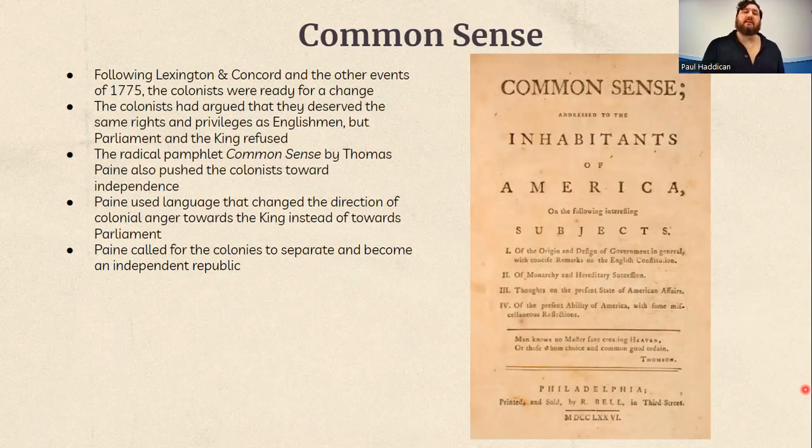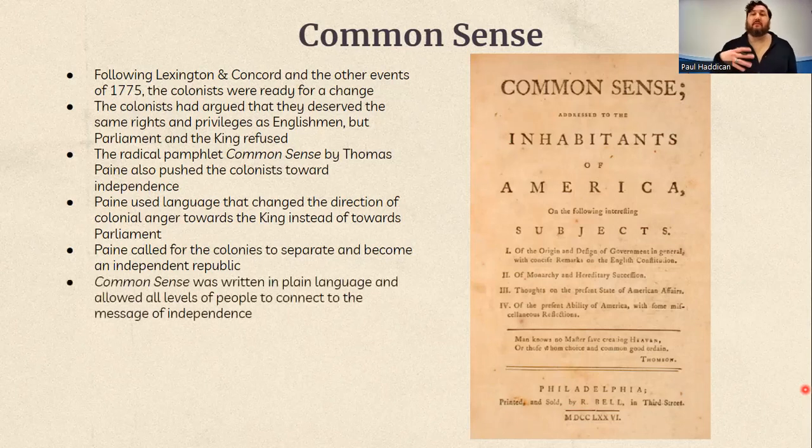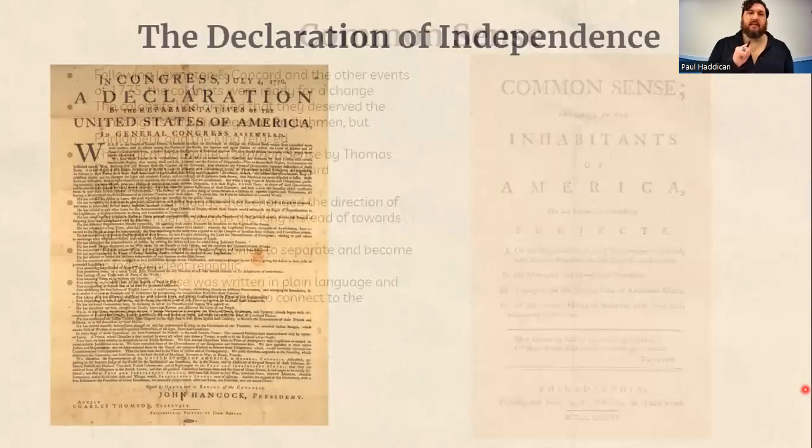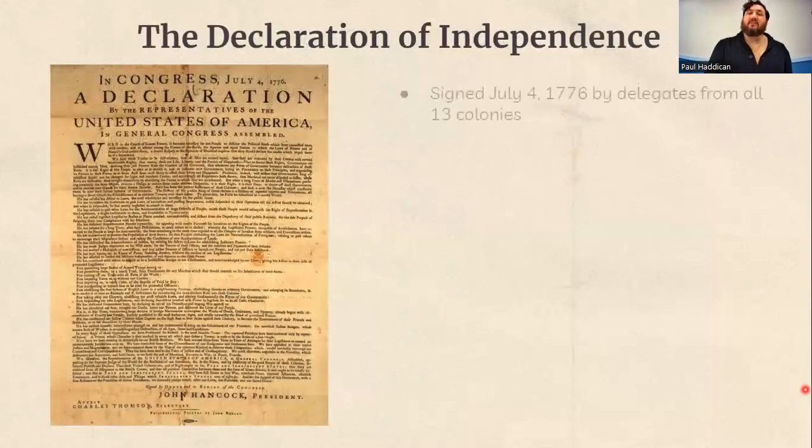He's also going to call for the colonies to separate from England and become their own independent republic. Common Sense said that part. After that, we're going to get the Declaration of Independence. It'll be signed July 4th, 1776.